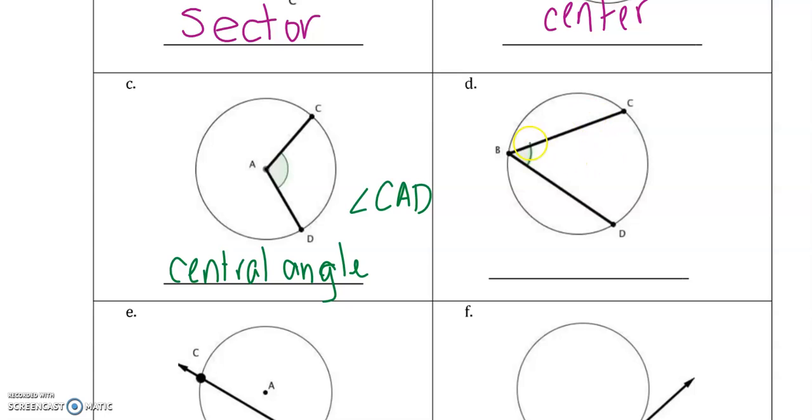And we compare that to the next one, where the vertex of our angle is actually a point on the circle. When the vertex of the angle is a point on the circle, we call that an inscribed angle. And that would be angle CBD, because the vertex is on the circle.